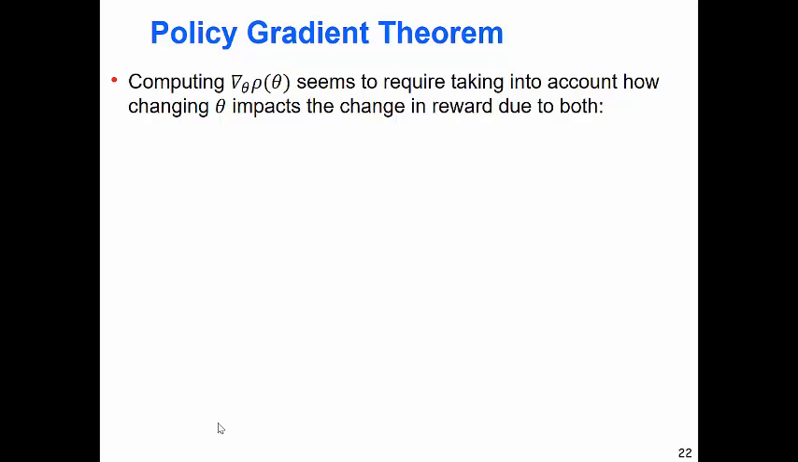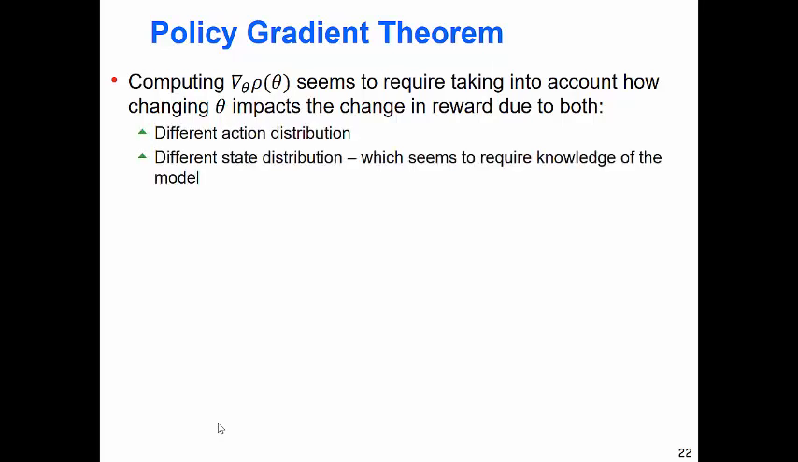So let's think about the challenges here. Let's think about what this gradient is. This is the gradient of the value of the policy when we have parameters theta. It's sort of saying, if I change the parameters a little bit, how much is the value going to change? And that gradient is going to be impacted by a couple of factors, which I've listed here.